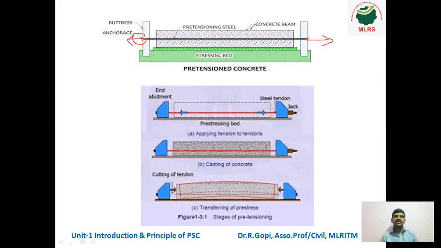After tension, concrete is poured in the steel mold. After that it is allowed for curing purpose. When concrete has achieved sufficient strength, the tendons are cut here. You can see in the pictures. The tendons are cut here, nearby the two abutments.